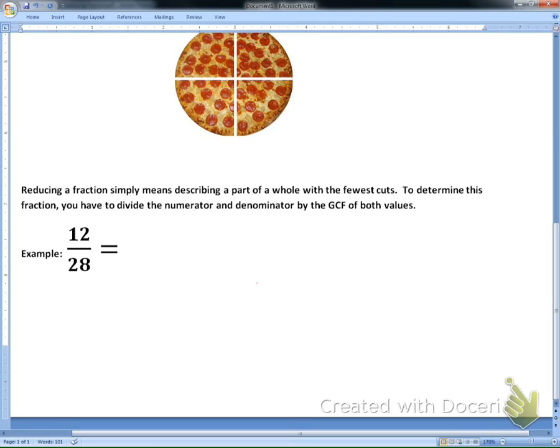So you did this in the previous lesson. That's why I said we were gearing up for this. So let's find the greatest common factor of 12 and 28. Well, all the factors of 12 are 1 and 12, 2 and 6, and 3 and 4. There's no more numbers between 3 and 4, so I know I'm done. I have them all down.